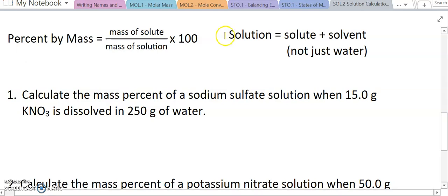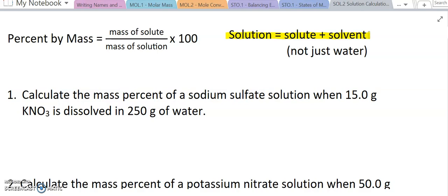One key term that you need to make sure that you're aware of is solution. Solution is not just water. Solution is the amount of solute and the amount of solvent. If I'm making a saltwater solution, 50 grams of water that gets 10 grams of salt added to it, the mass of my solution is 60.